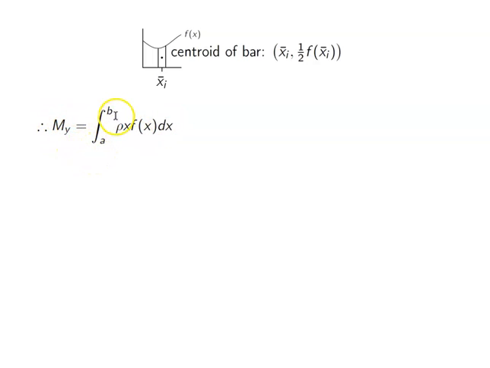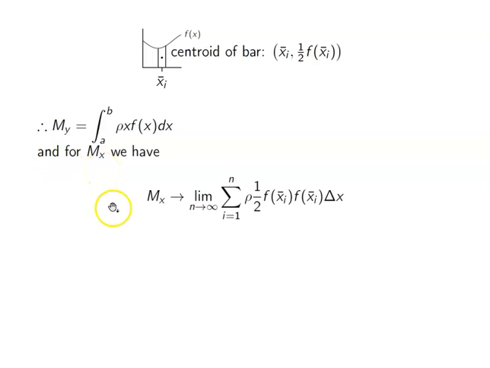We can take that limit of the sum and just write it as an integral from a to b, from the beginning of our interest point to the end, of rho, the density, times our x value times the function height. Okay. For the moment about x, we have something very similar, right?